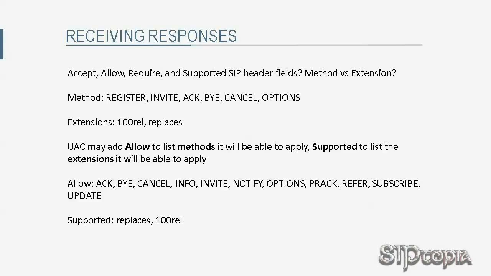With this in mind, a user agent client may add a header field called Allow to list the methods it will be able to apply, and the header field called Supported to list the extensions it will be able to apply. Again, the Allow header field is used to list the methods, whereas the Supported header field is used to list the extensions a user agent client will be able to apply. Here you can see an Allow header field example and a Supported header field example.